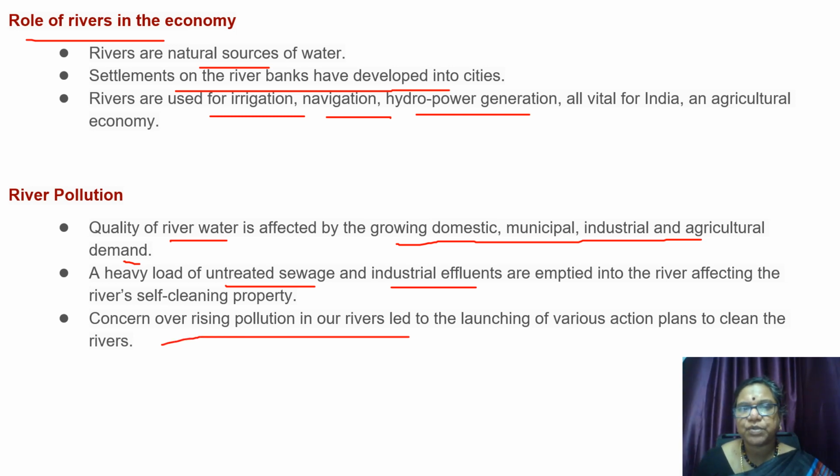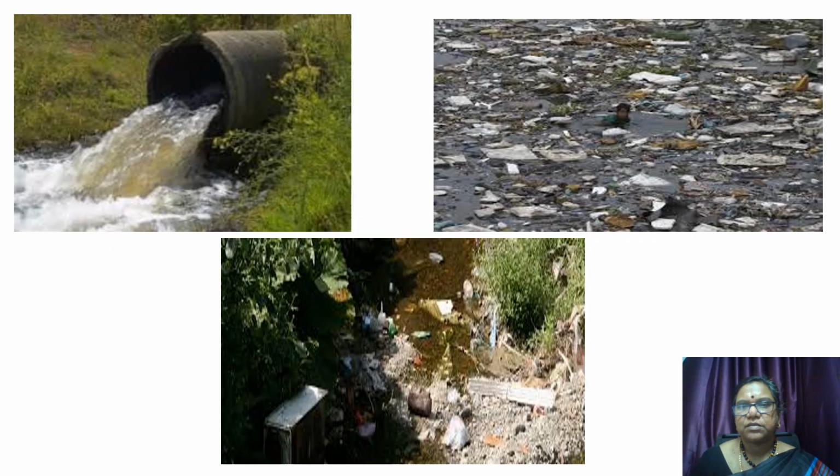Concerns over rising pollution in a river led to launching of various action plans to clean the rivers. But these action plans will be successful only if we also decide not to pollute them any further. On one side the government is cleaning and on the other side if we are polluting it, then the productivity is zero. So these are some of the pictures of how the human activities are polluting the rivers with their carelessness.